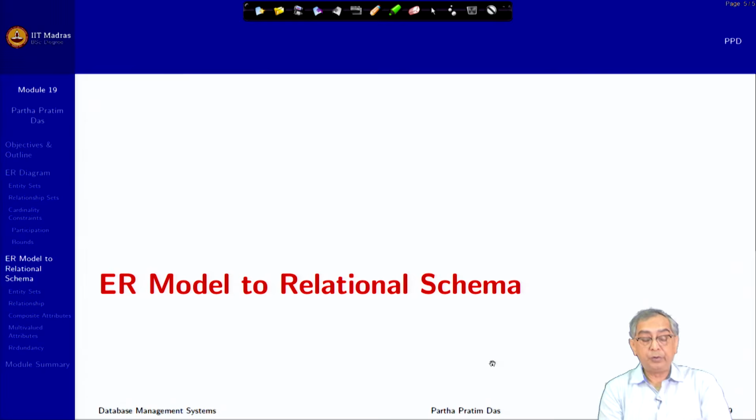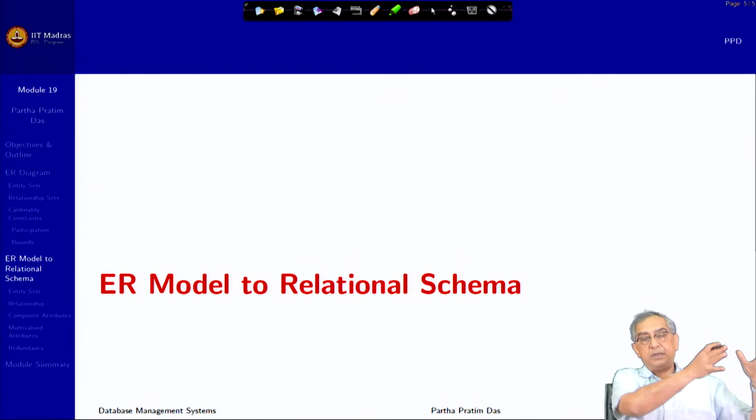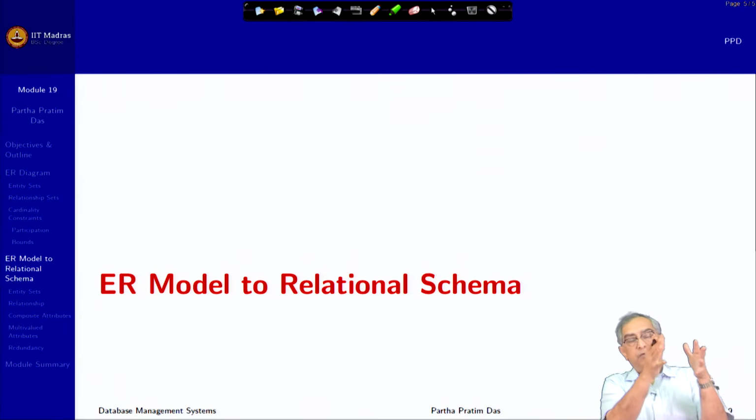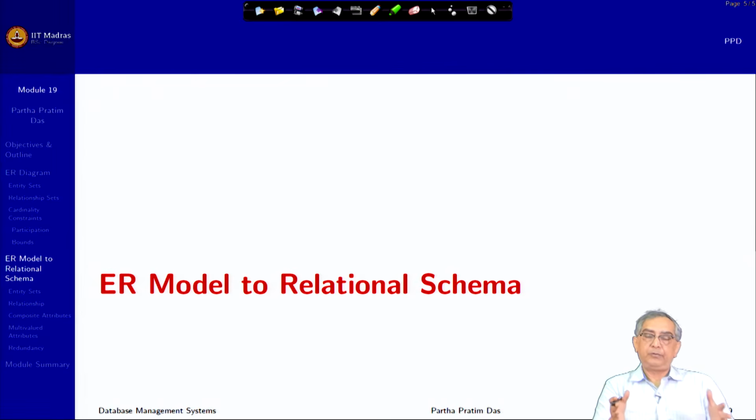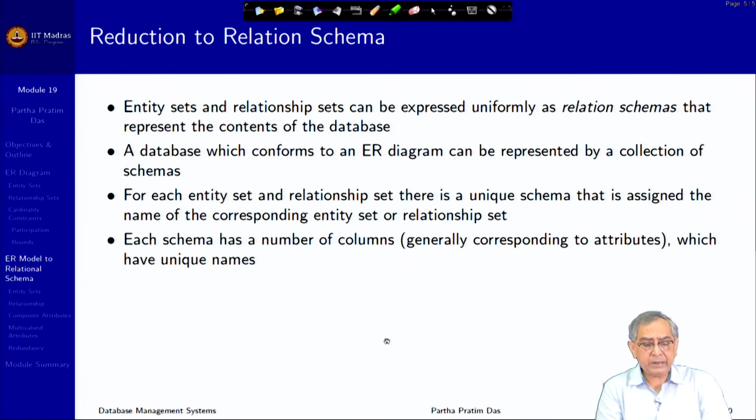So, we will move to the ER model to relational schema. Now we have the ER model. Here we had a concept, and from that concept we formed the attributes, entity sets and relationships. Then we represented that without ambiguity in terms of the ER diagram. Now we have to start creating the relational schema. This is called reduction to relational schema.